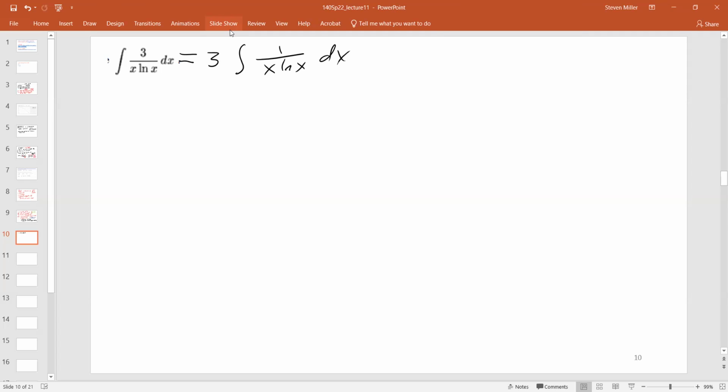ln of x. You can view this as the integral of 1 over natural log of x, 1 over x dx. What's the derivative of natural log of x? 1 over x dx. By writing it like this, I can see, oh, okay. Probably a good choice is to make u equals natural log of x, because then the du is going to be perfectly positioned.